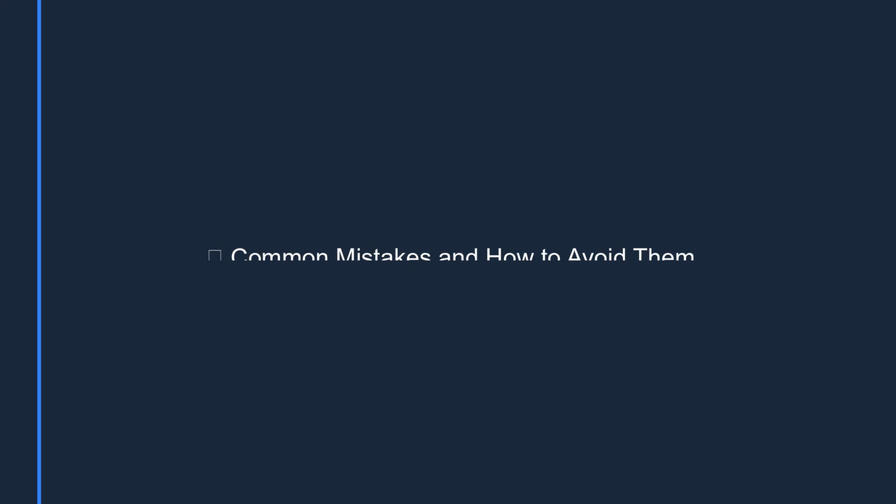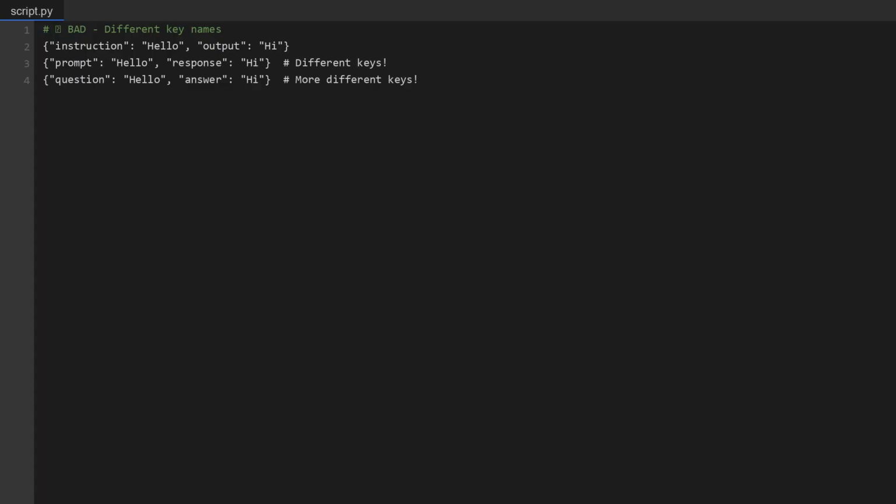Common mistakes and how to avoid them. The first and most common mistake is inconsistent key naming. You might start with instruction and output, then accidentally use prompt and response in some examples and question and answer in others. The training library doesn't know these are semantically equivalent. It looks for specific field names. Mixed key names means some examples get skipped or misread, and your training data silently becomes smaller and noisier than you intended. Pick one naming convention at the start of a project and enforce it everywhere.